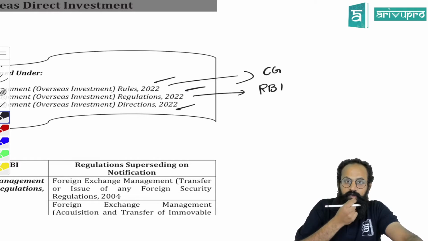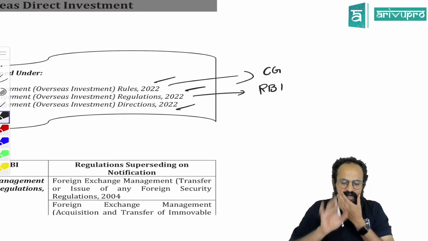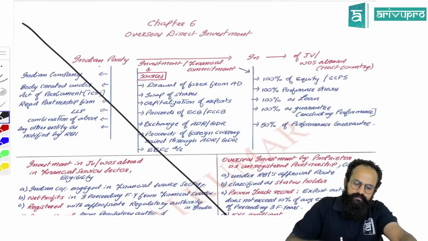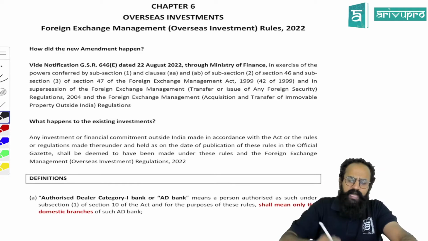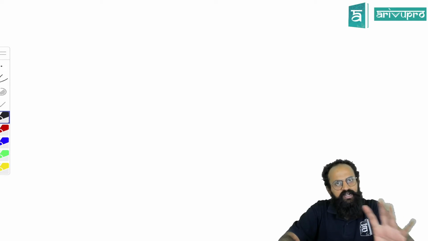So you can take it like this. Wherever rules are there, it is governed by the central government. Wherever regulations are there, it will be governed by RBI. Just remember that one thing. Wherever it is important, I will tell you. Okay, sir. Now, people, I am going to explain in layman's language so that you all understand as well.